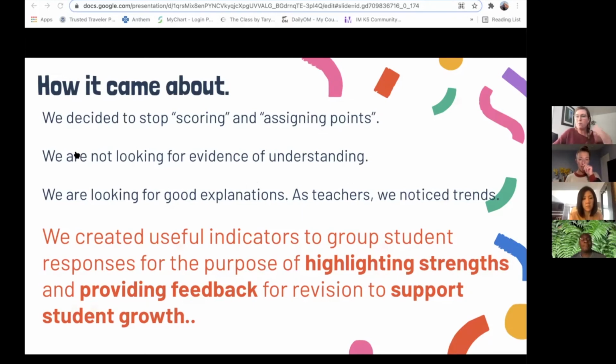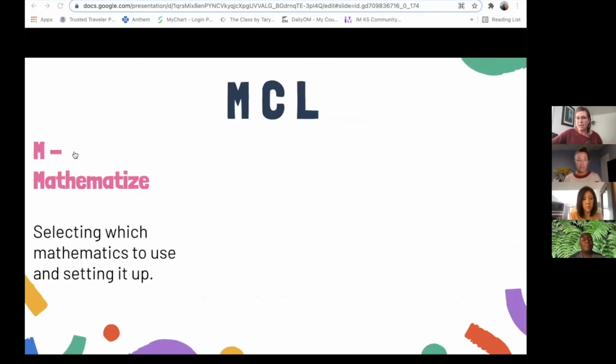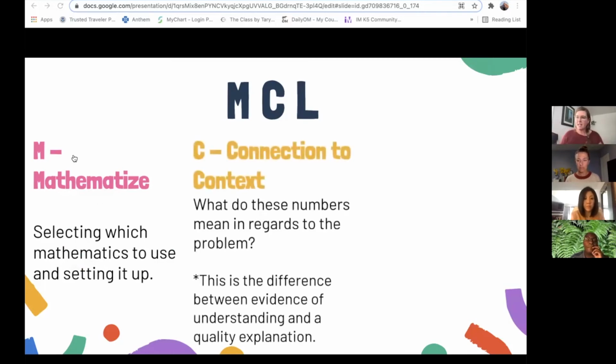So we've boiled it down to, and this is kind of a working model, but this has been really useful for us when we start looking at student writing. The M stands for: did the students mathematize the situation? Are they setting up the mathematics correctly? Did they divide and find a unit rate, or scale up to find a unit rate? The second piece is: did they connect it to the story?